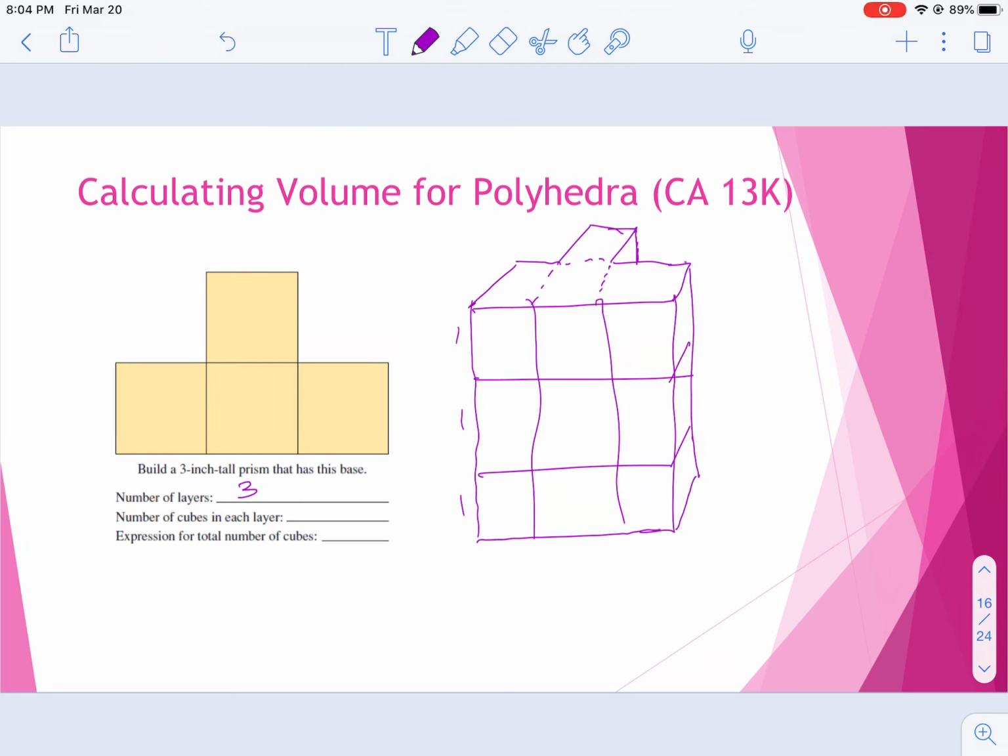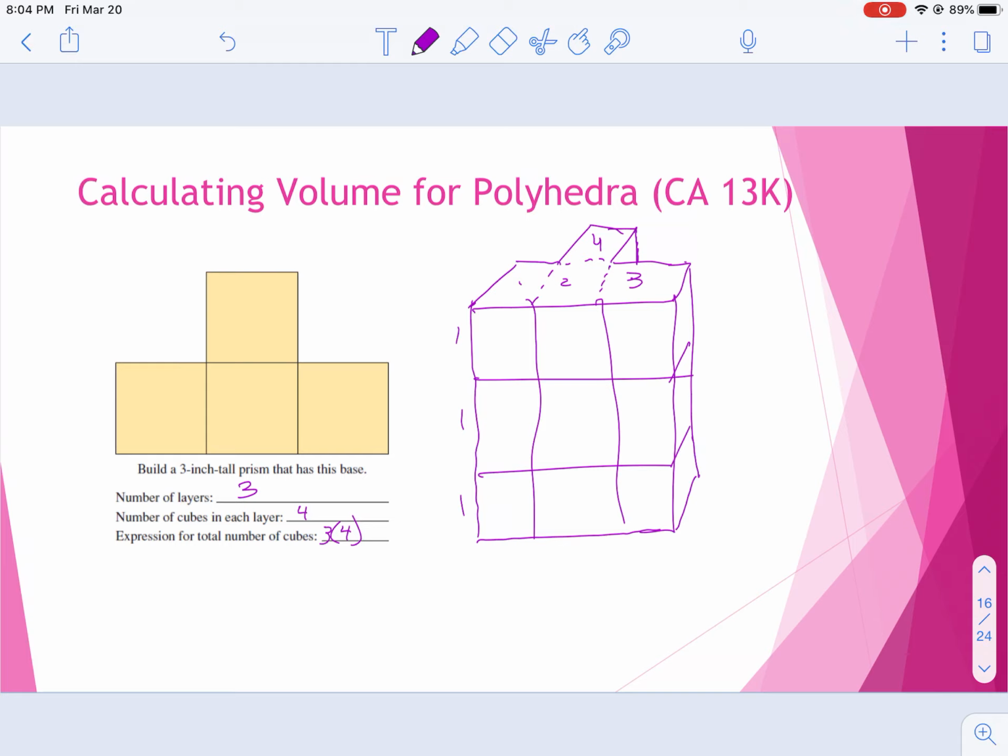How many cubes are there in each layer? Well, you could picture 1, 2, 3, 4 cubes in this layer. You can picture there would have to be 4 in each layer. So what's an expression for the total number of cubes? Expression means you just don't calculate it. It's 3 times 4.